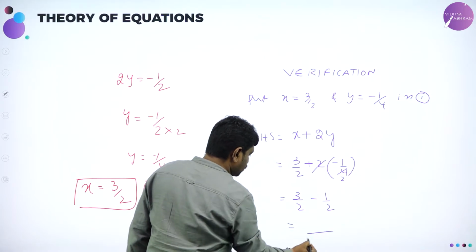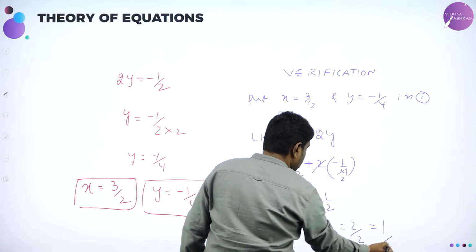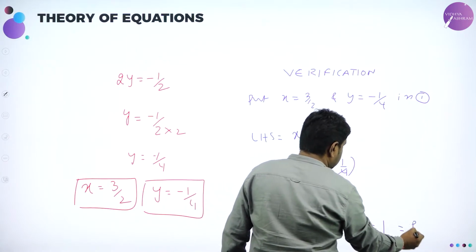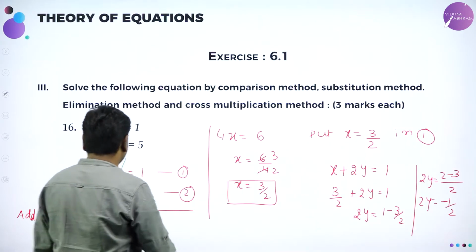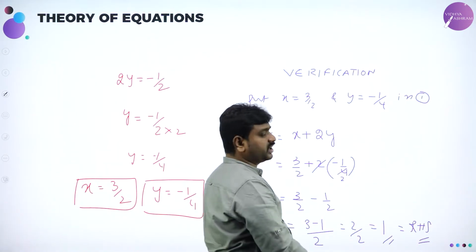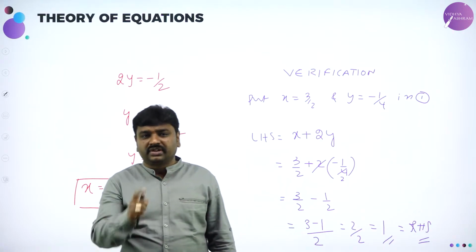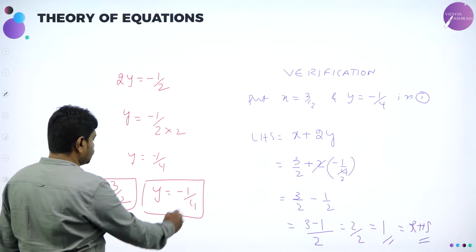If I take the LCM, 2 is the LCM, 3 minus 1 is 2, 2 by 2 is 1. So we took LHS and we got RHS. RHS is 1, and yes, we got RHS as 1 from LHS. Therefore, what is the conclusion? We got the X and Y values. X is 3 by 2 and Y is 1 by 4.